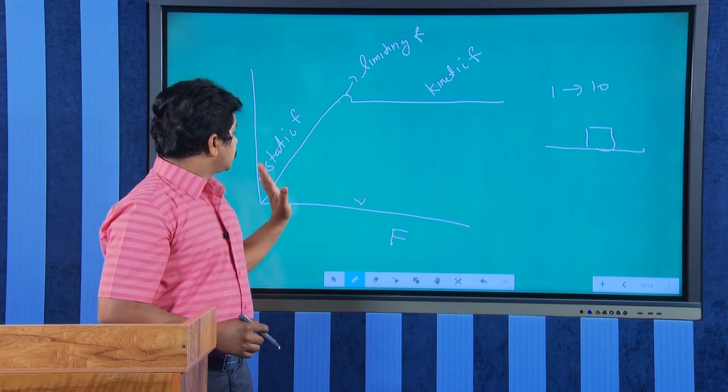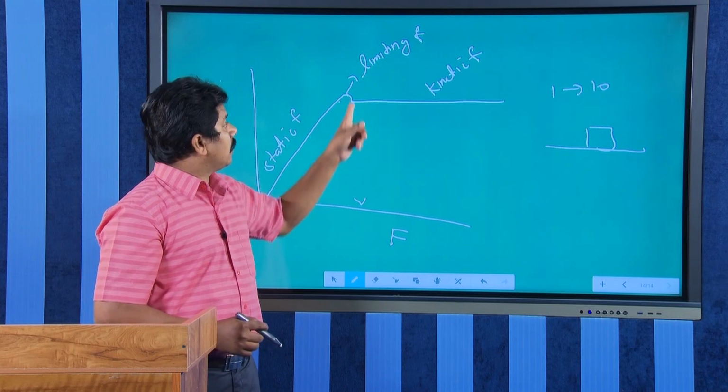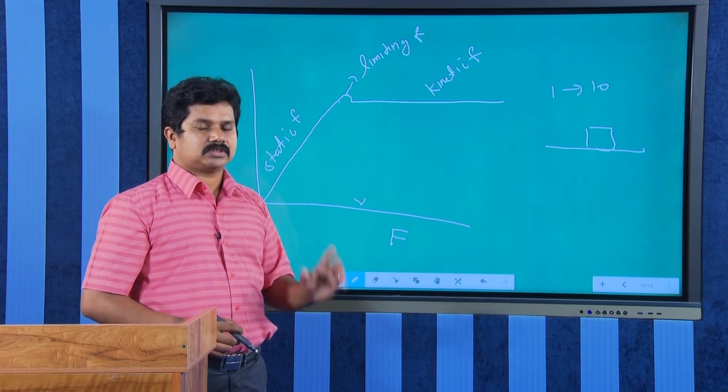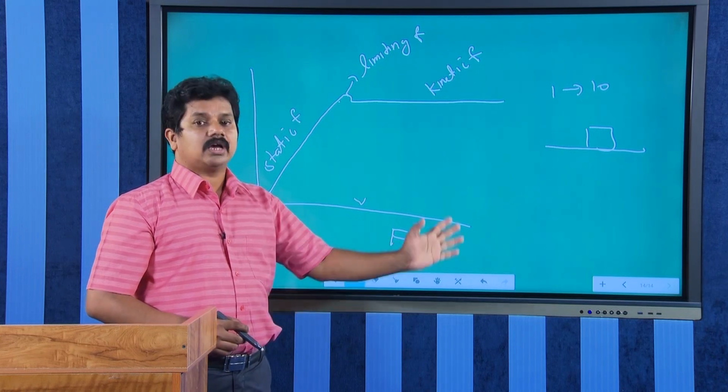So, static friction is the frictional force before the motion starts. Limiting friction is the frictional force just before the motion starts. Kinetic friction is the friction during the relative motion.